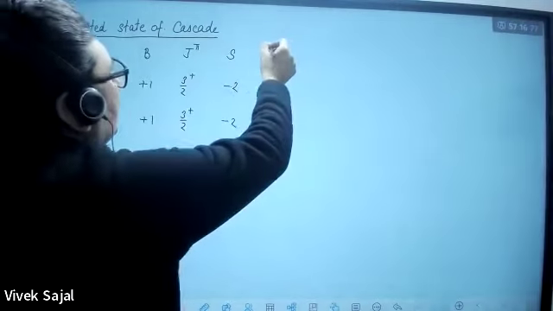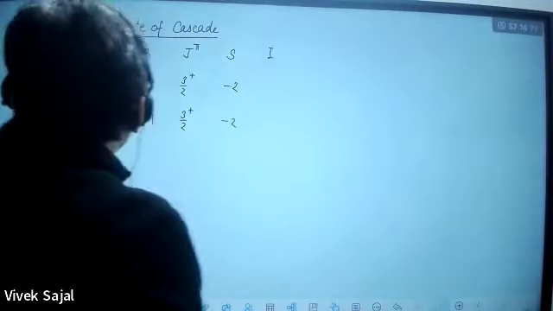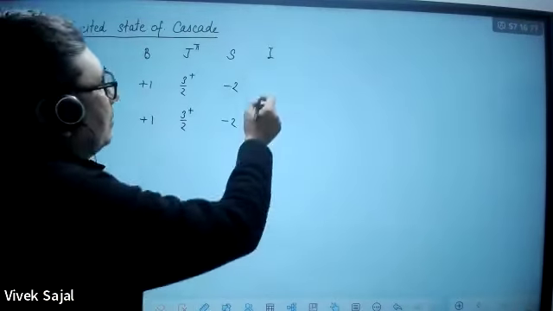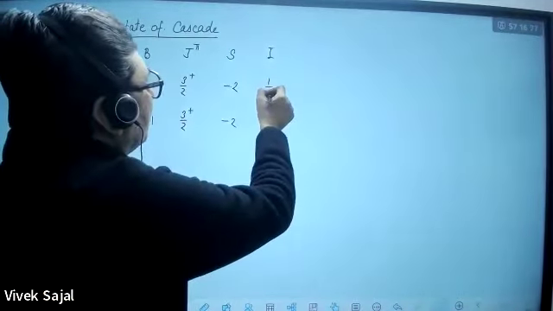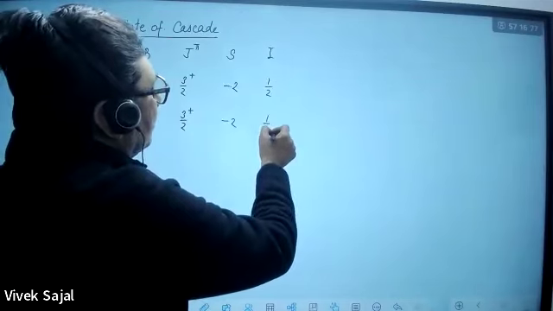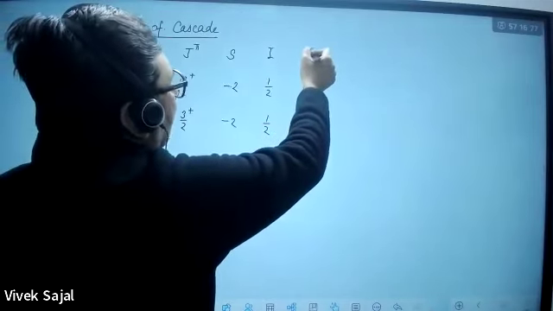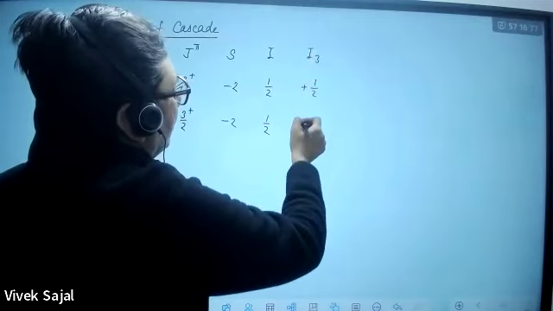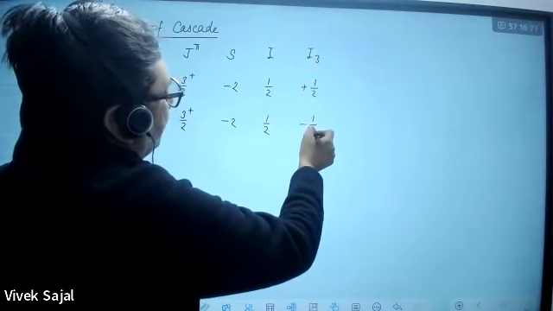After that, if you write I, basically these are two particles, multiplicity will be 2. So I number will be 1 by 2, 1 by 2, 1 by 2, 1 by 2. And this I3 will be +1 by 2 here and -1 by 2 here.